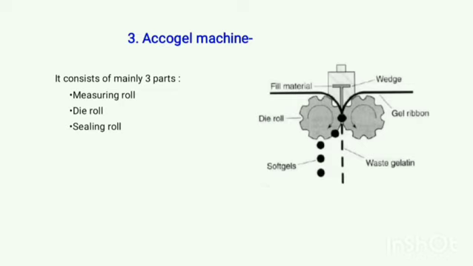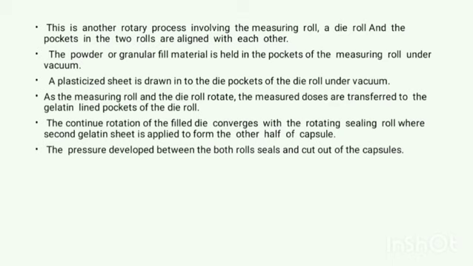Third, the Accogel machine. It consists mainly of three parts: the measuring roll, the die roll, and the sealing roll. This is another rotary process involving the measuring roll and a die roll, and the pockets in the two rolls are aligned with each other. The powder or granular fill material is held in the pockets of the measuring roll under vacuum.